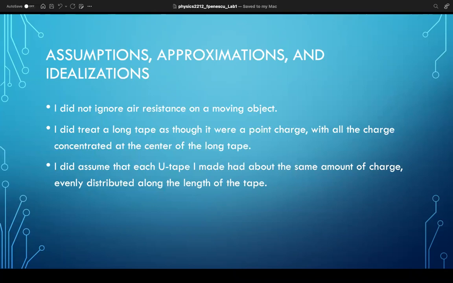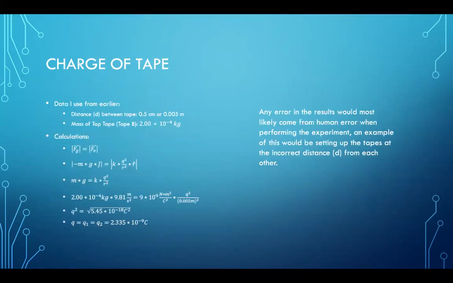Here are the assumptions, approximations, and idealizations. I did not ignore air resistance on a moving object. I did treat a long tape as though it were a point charge, with all the charge concentrated at the center of the long tape. I did assume that each U-tape I made had about the same amount of charge, evenly distributed along the length of the tape.